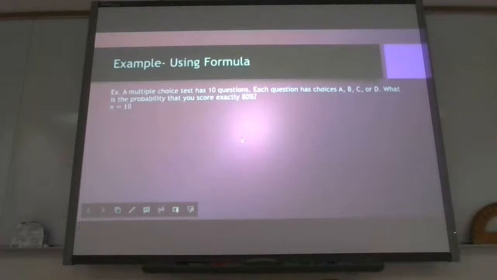What is my K value? K is the number of successes. What is the number of successes that I'm interested in? Yeah, 8. I'm interested in having 8 successes. Perfect. What is my probability of success? Yes, 1/4. Perfect.